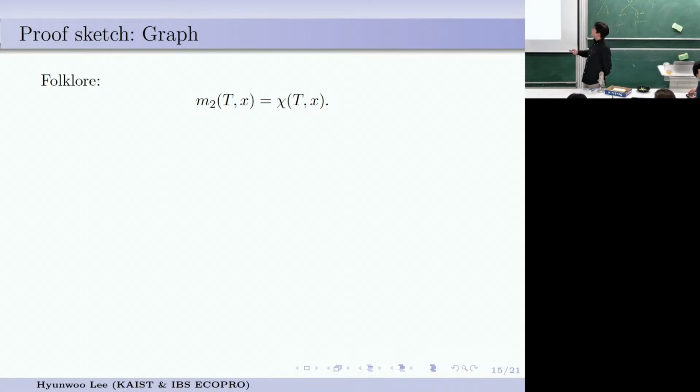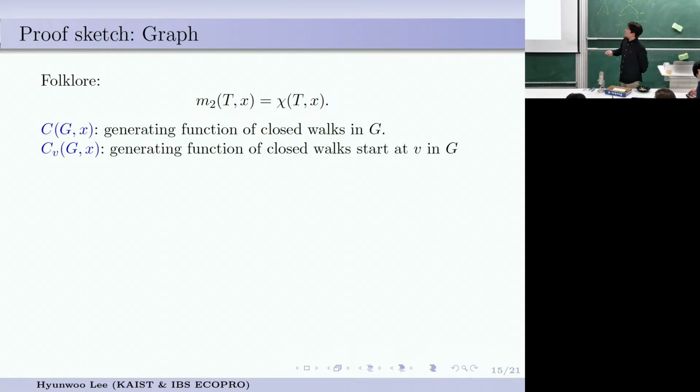And another one: let's denote several other polynomials. Let the first be the generating function of the closed walks in G. In other words, the coefficient of x to the i is the number of closed walks of size i in G. And let the second be the generating function of closed walks that start at V in G.